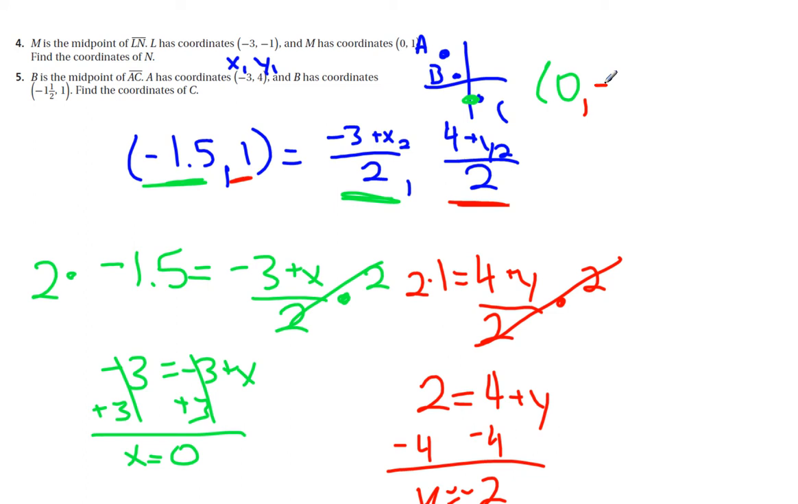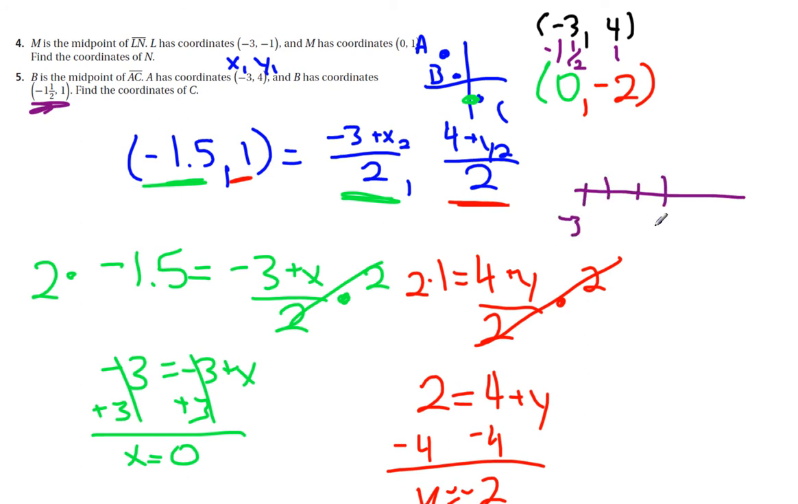So here are our coordinates. Alright. And we can also think about, if you want to check your work because we're good kids, we say negative 3, 4. So right in the middle between these should be B, which we said was negative 1.5, 1. And if you think about a number line, if here's negative 3 and here's 0, what's in the middle? Well, negative 1.5.